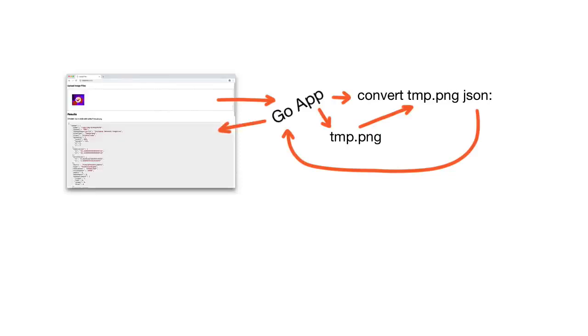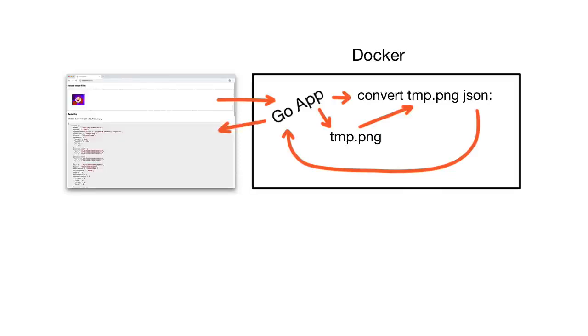Finally, we capture the output from ImageMagick by way of our Golang app, and then we send it back to the user. We're also wrapping all of this in a Docker container, and then we're using Alpine Linux as the base image and installing ImageMagick.